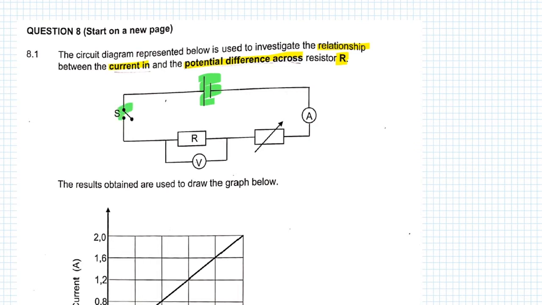There's a switch that is currently open. We see resistor R over here with a voltmeter that is connected across it. The ammeter is in series with the battery and resistor R, but in series with both of these is also what we refer to as a variable resistor or a rheostat. In this case, we are making use of this rheostat in order to change the potential difference.